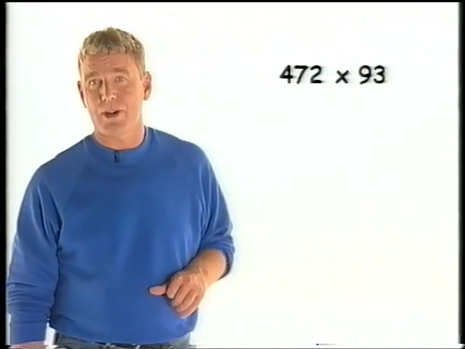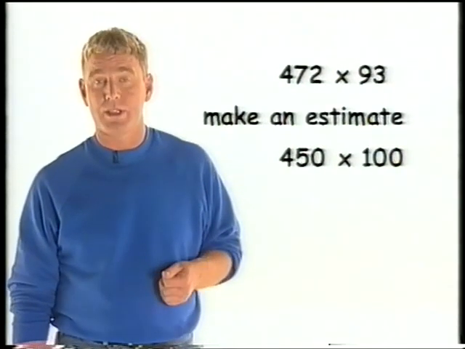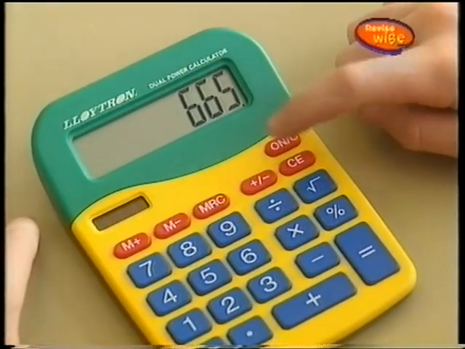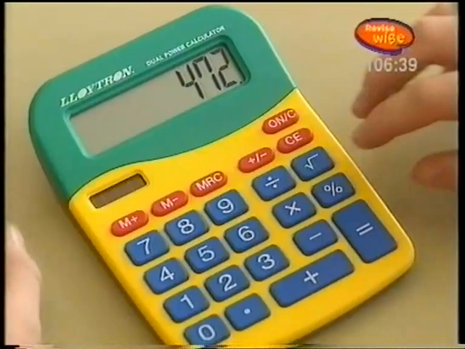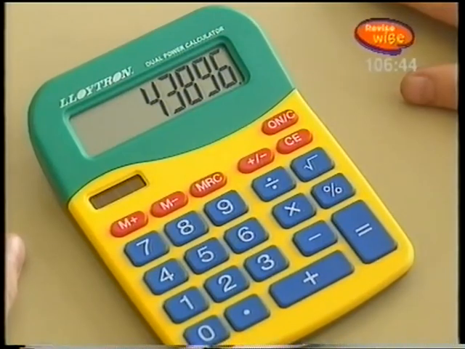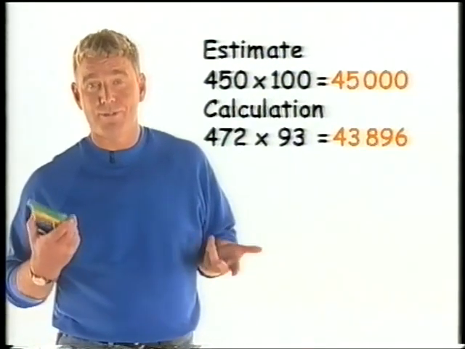Over to our maths team to do some more with their calculators. This time, multiplication. Try 472 times 93. First, let's do an estimate, say 450 times 100, which is 45,000. Just going to check if my calculator is clear. My sum is 472 times 93, so I enter 472 and press times 93 and the equals sign, and my answer is 43,896. And that's pretty close to our estimate of 45,000.